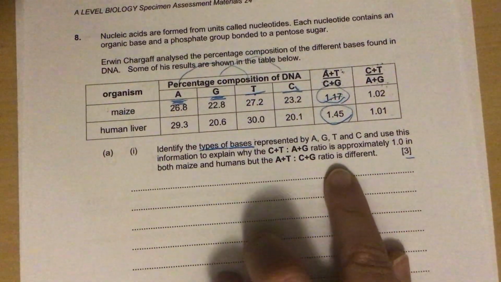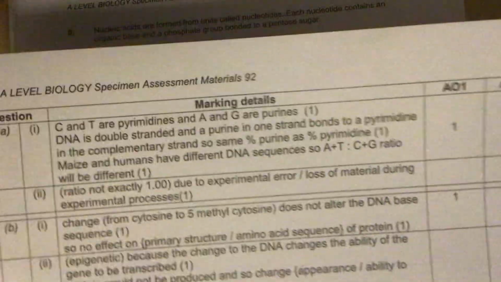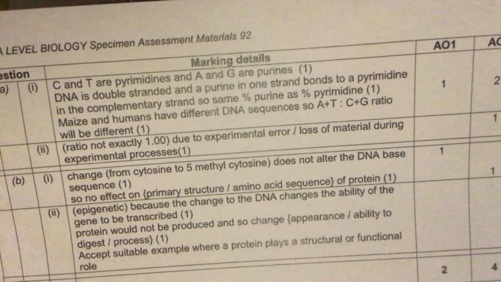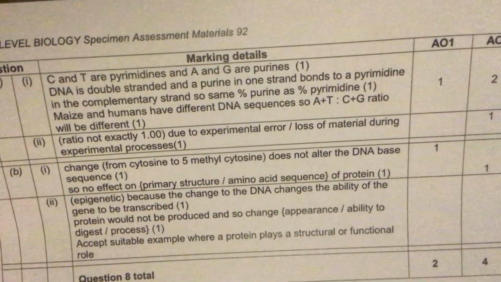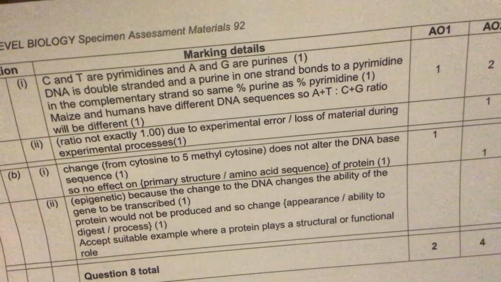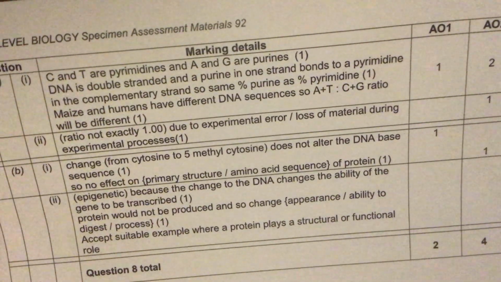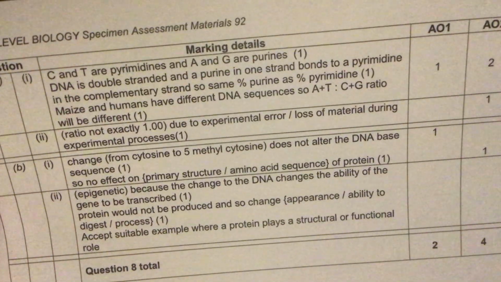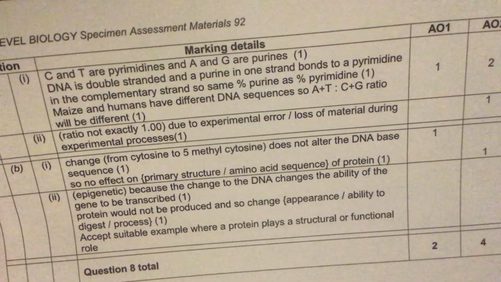So let's look at that on the mark scheme. C and T are the pyrimidines and A and G are the purines. Because DNA is double-stranded and you always have the complementary pairing, you therefore need to have the same number or percentage of purine as pyrimidines. That needs to match up because they're complementary.